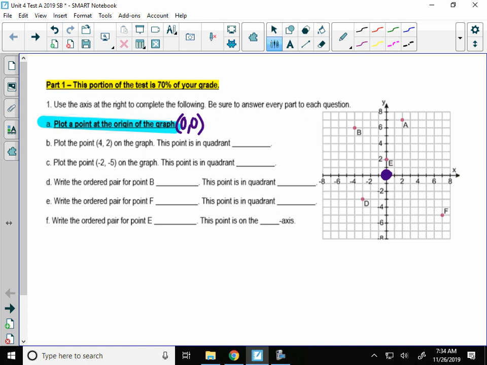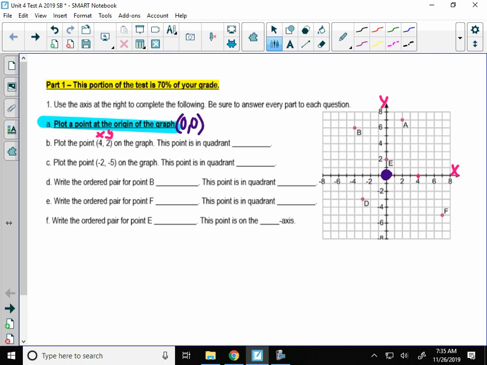The next one says plot the point 4, 2 on the graph. Now, in order to plot that point, you have to know what 4, 2 is actually saying. Everything is alphabetical in math, so that 4 is an x value and the 2 is a y value. Now, those axes are labeled here. The x-axis has an x on it, and the y-axis has a y on it. So that's 4. You start at the origin that you already plotted. You go to positive 4, which is to the right here. So this is positive 4.